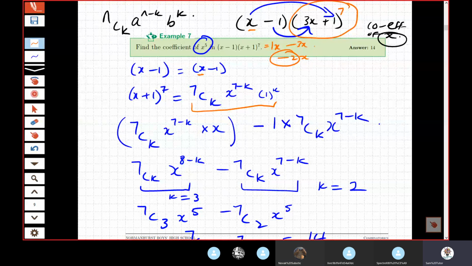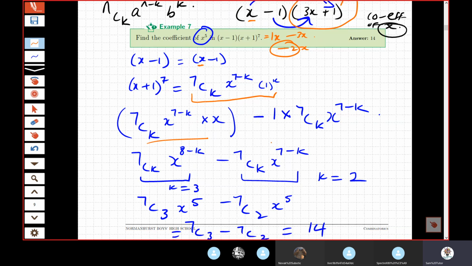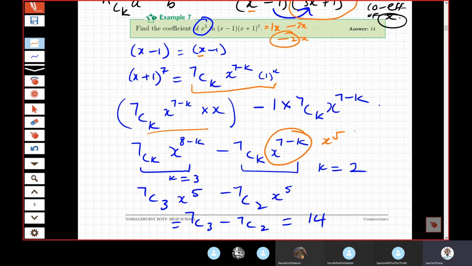So what happened was this simplifies to x to the power of 8 take away k because of your index laws. This stays the same because there's nothing to simplify. You didn't multiply it by x, you multiplied it by negative 1. Then what you've got to ask yourself is, when will this be x^5? When will it be 4? When will it be 3? When will it be 2? When will it be 1? And you can find it at any point now. You just go 7 choose 1. That's the whole idea.